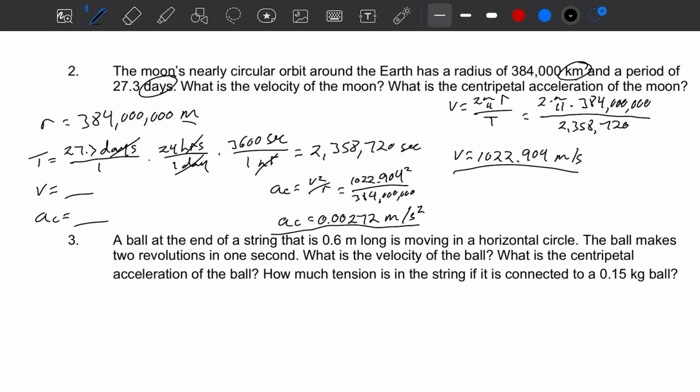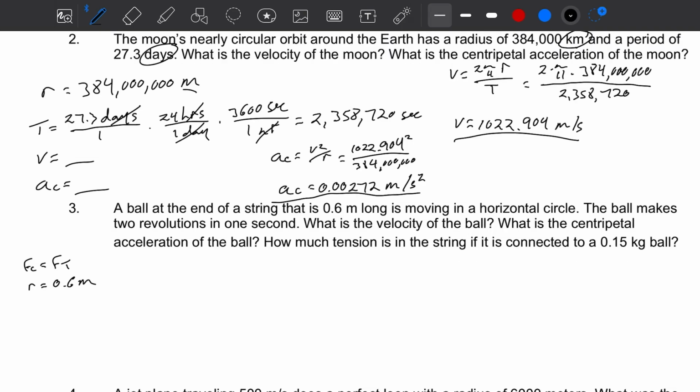A ball at the end of a string is 0.6 meters long, so the radius is 0.6 meters. The ball makes 2 revolutions in 1 second. So how long does it take to do 1 revolution? I can do 2 in a second, so in half a second, I can do 1. What is the velocity of the ball? What is the acceleration of the ball? How much tension is in the string if the connected mass is 0.15 kilograms?